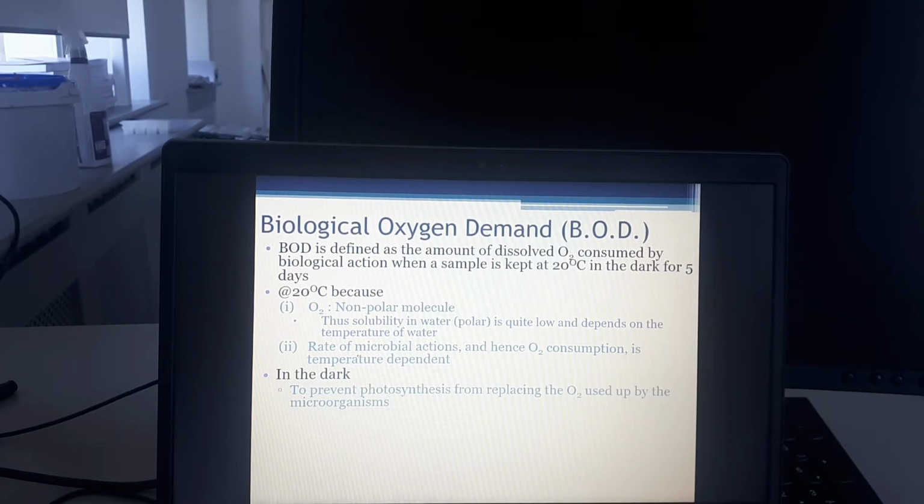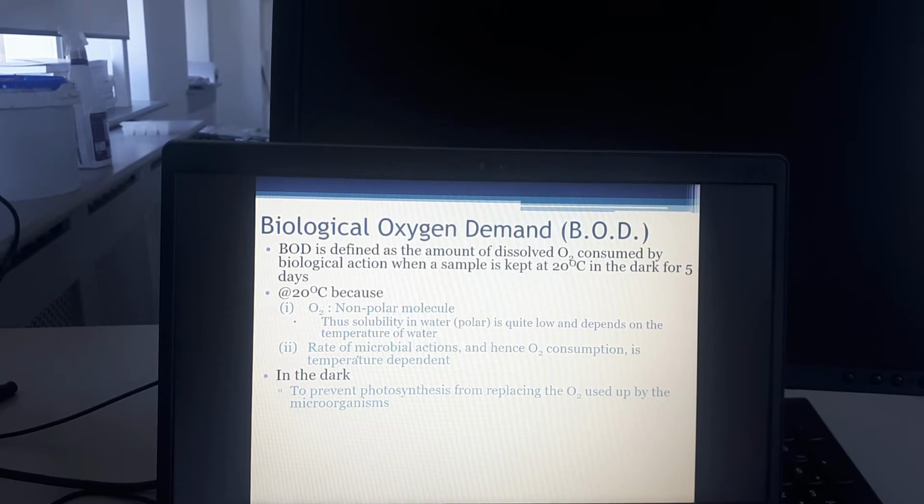Remember, photosynthesis is a natural process that occurs in light. If I do not have light, I will not have photosynthesis taking place. When I have photosynthesis occurring, it produces glucose, but it also produces oxygen. So if I did not keep this in the dark, my photosynthesis would replace the oxygen that has been used up with the oxygen from photosynthesis. So it would give me an inaccurate result.